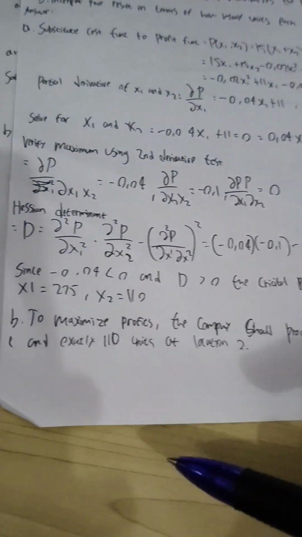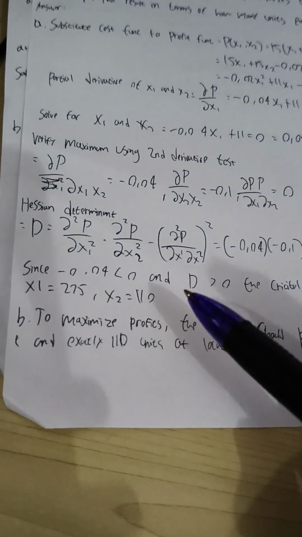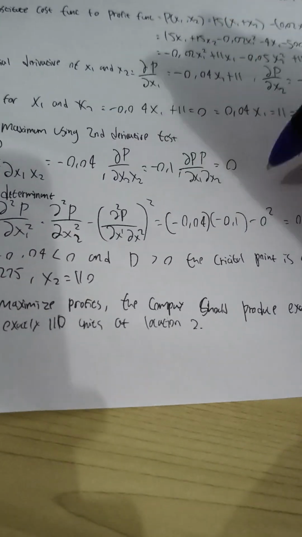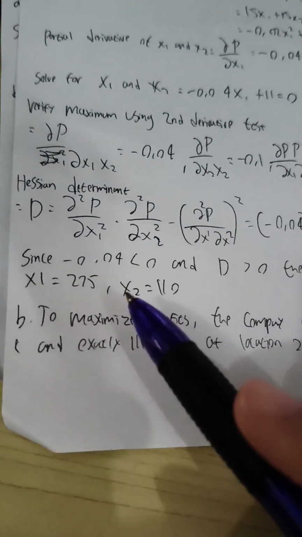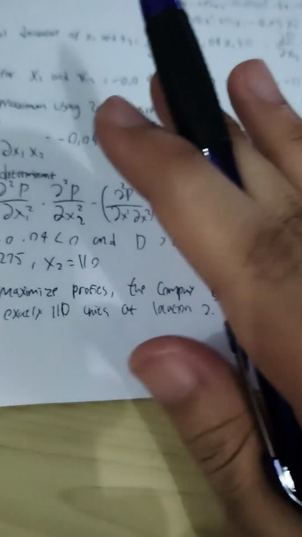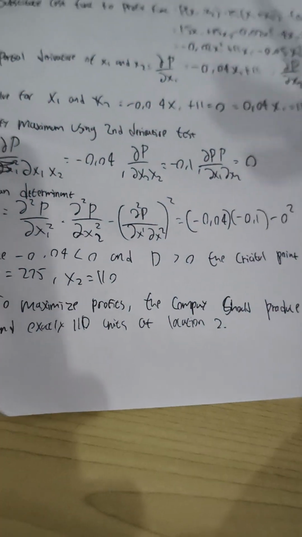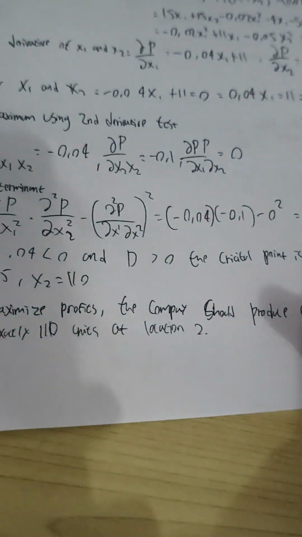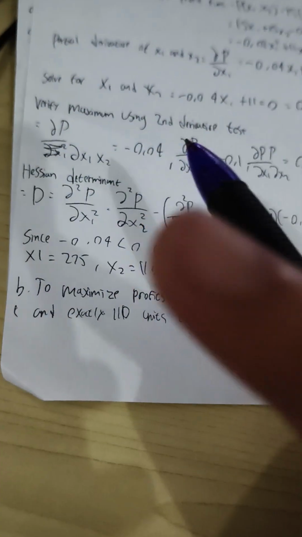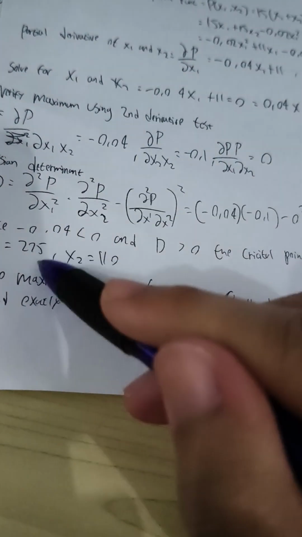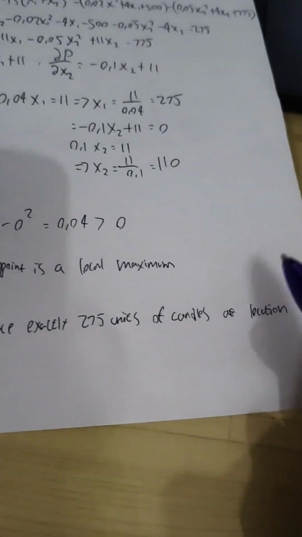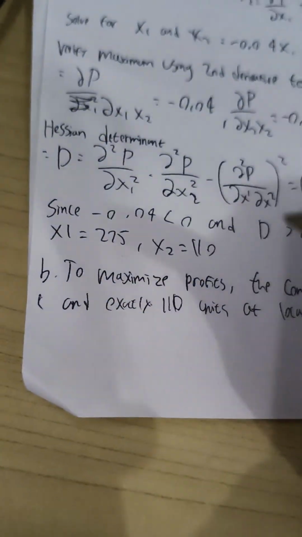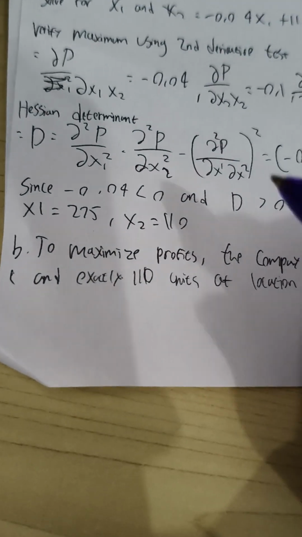Since we're finding the extreme, 0.04 is pretty much fxx, just in a weird font, and D is bigger than 0. Because it's bigger than 0, it eliminates saddle points. So it's between local minimum and maximum. But remember, a local maximum has to be negative, while a local minimum has to be positive. Since fxx is negative, that means it's a local maximum. That's pretty rare, we usually only get minimum, but cool. And for this, we get x1 equals 275 and x2 equals 110.